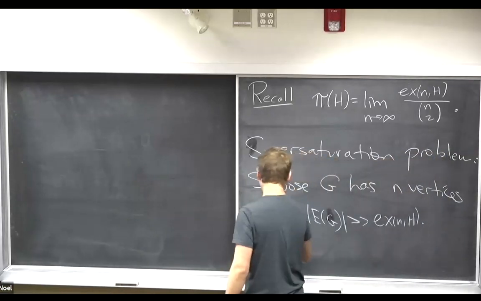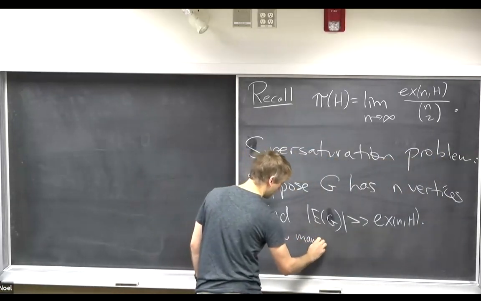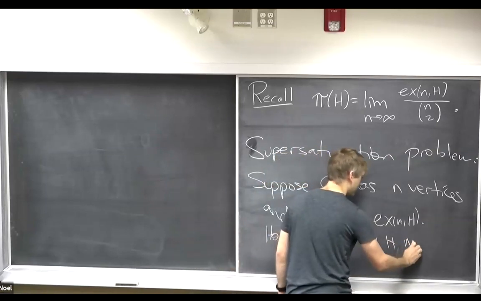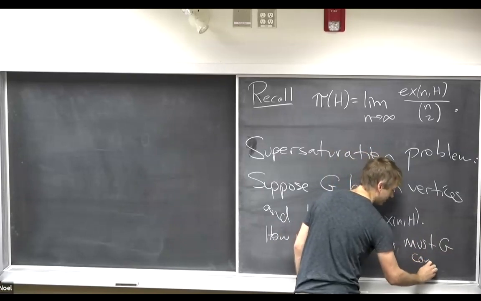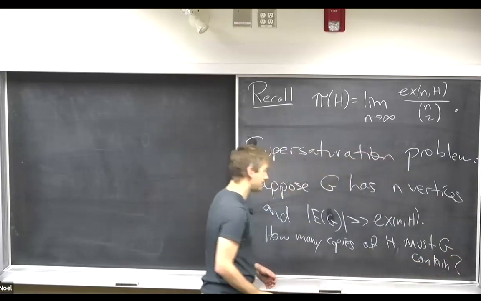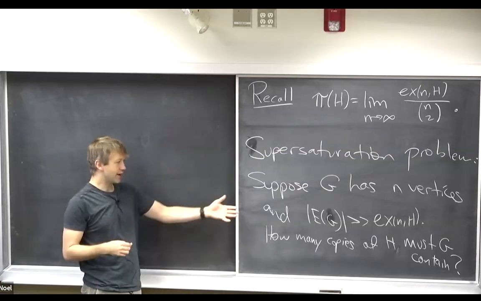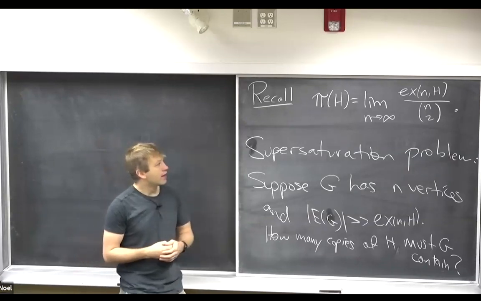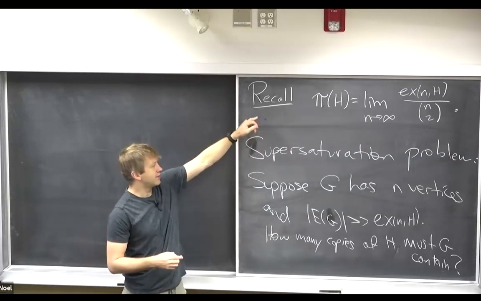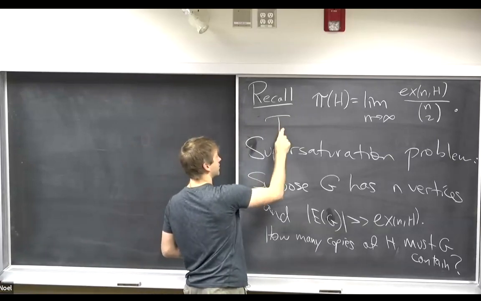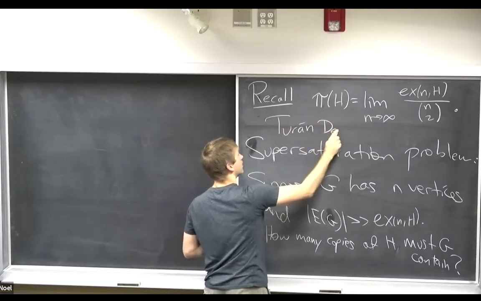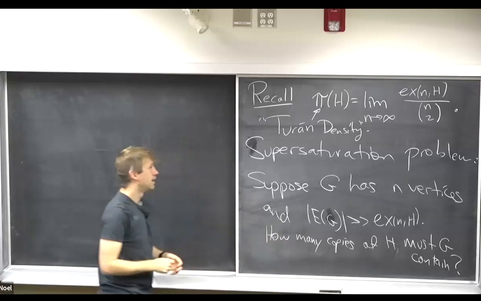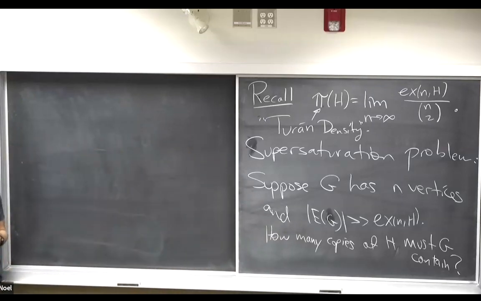And then we want to know how many copies of H G must contain. It's always got to have at least one copy, but we want to get a quantitative bound on that. I also want to recall this thing π(H), which we call the Turán density, because the theorem we're going to prove today involves this π(H).